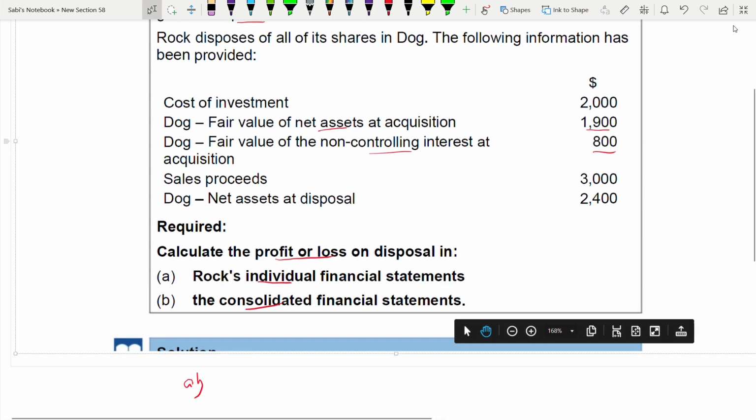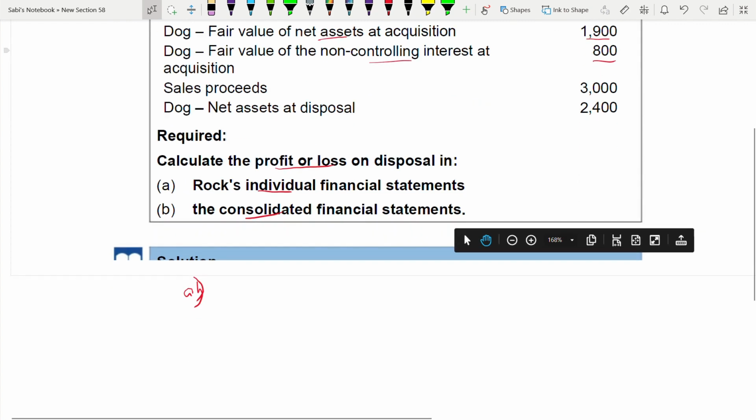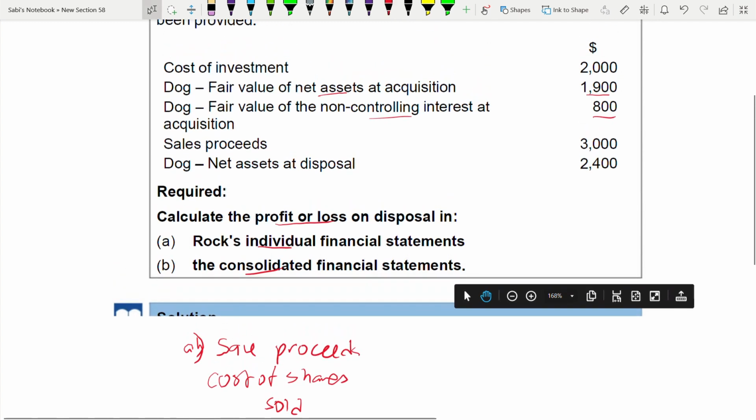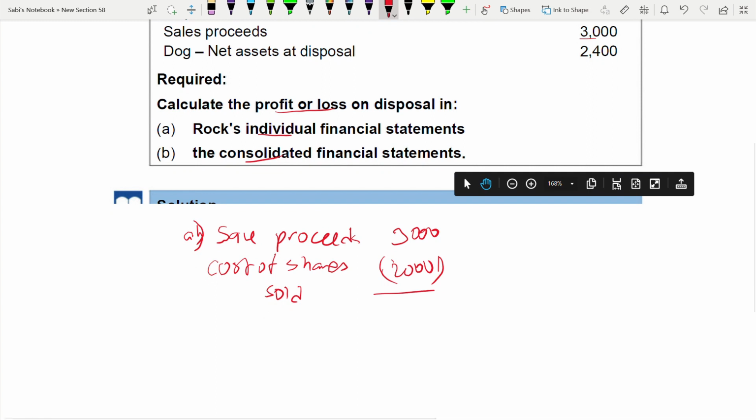You just find the sale proceeds and the cost of shares sold. Sale proceeds is how much? 3,000. And the cost of the shares sold is 2,000, the cost of investment. So the profit on disposal is 1,000.